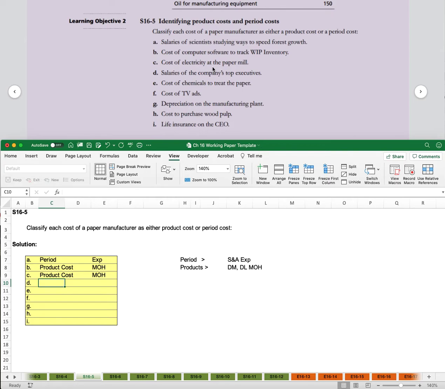Salaries of the company's top executives. And so they are overseeing the entire company, not just the production, which makes their salaries a period cost, meaning it's a selling and administrative expense. Cost of chemicals to treat the paper. That's specific to the product, which is our paper, so that's a product cost. And it's going to be a direct material.